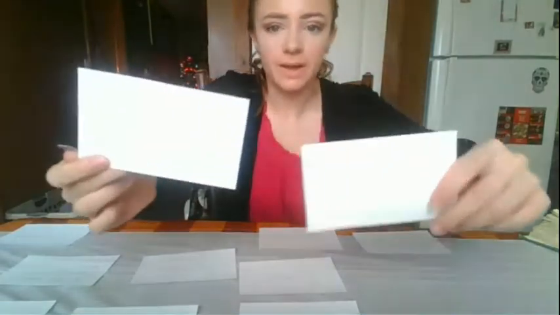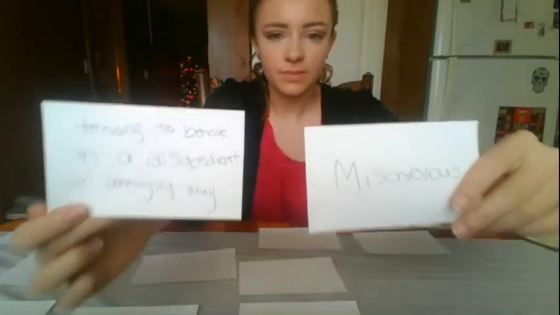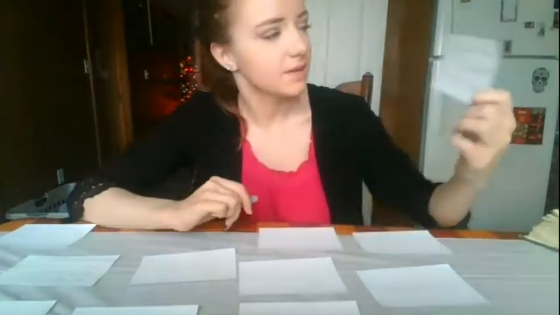Okay, next one we're going to try out is tending to behave in a disobedient or annoying way. So, do you think that one makes a little more sense? For example, if I said the girl was behaving in a mischievous way when she was on the morning meeting carpet, then it would be shown as a bit more disobedient and rebellious. So this would be our definition. Again, it is tending to behave in a disobedient or annoying way. And that is the word mischievous.